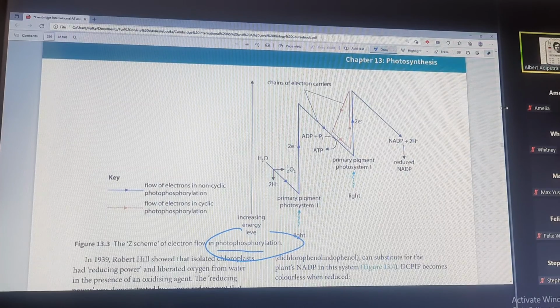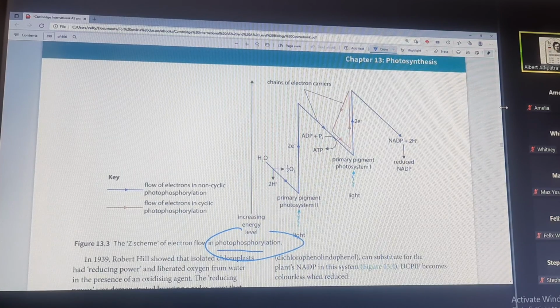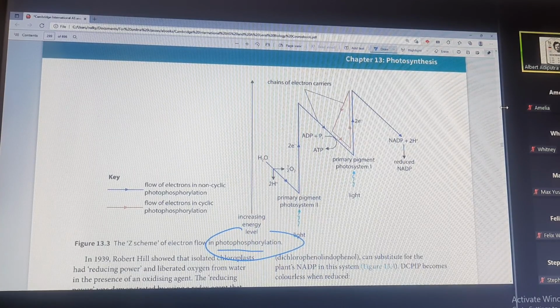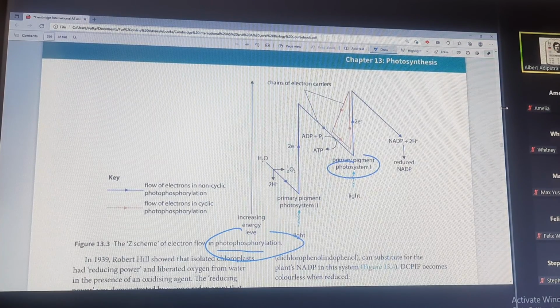Now, there's another pathway in the photophosphorylation called the cyclic photophosphorylation. In the cyclic photophosphorylation, we only involve one photosystem, which is photosystem 1. We don't involve photosystem 2 here, just photosystem 1.